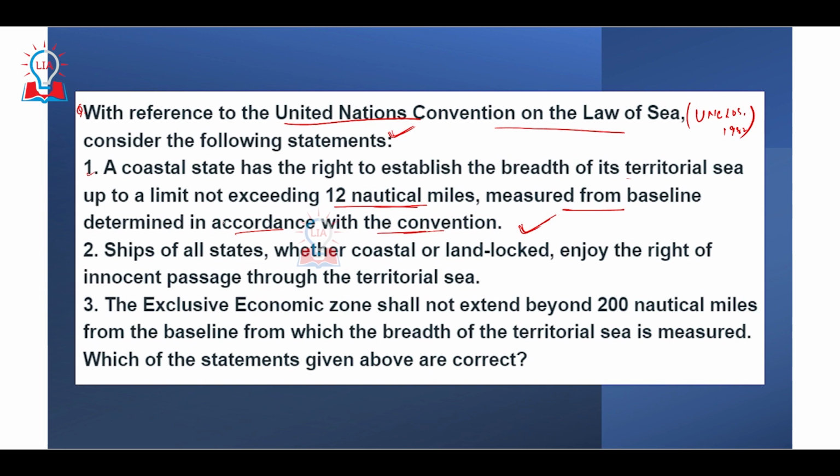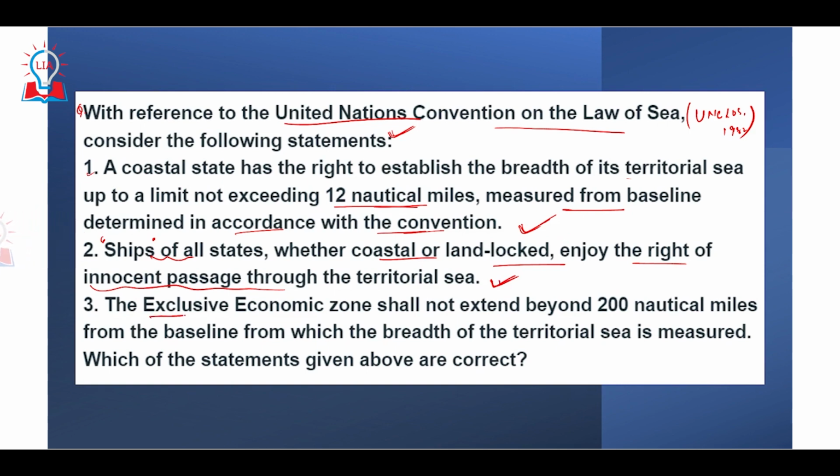The second option is that ships of all states, whether coastal states or landlocked states, enjoy the right of innocent passage through the territorial sea. This statement is also absolutely correct. As long as the ships are not warships, and they do not want to cause any kind of harm to the coastal states, they are allowed to pass without any problem.